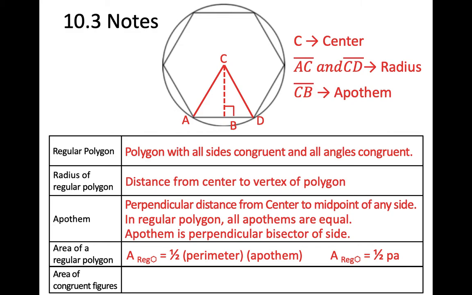And about the area of congruent figures: if two figures are congruent, then their areas are equal. That makes sense. If they are congruent, then they must have the same area.